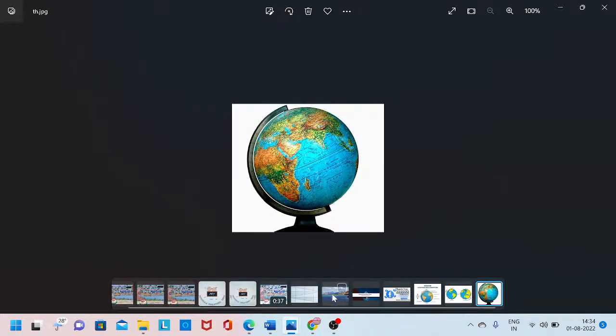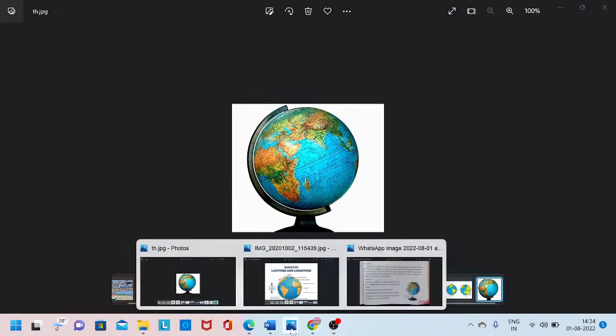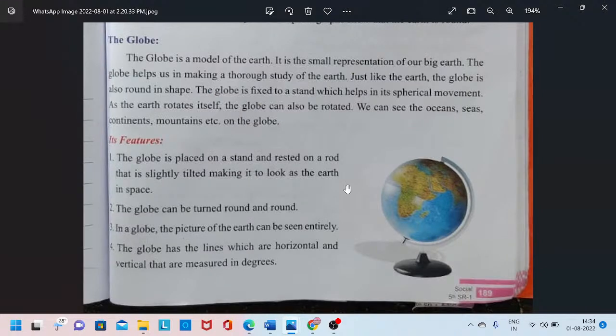Let's come to the class now. So, globe's features. What are the globe's features? See, the globe is placed on a stand, and rested on a rod. That is slightly tilted, making it look like earth in space. It is just tilted, right? It is not straight, it is just tilted, to show that it is earth in space. It looks like this itself. The globe can be turned round and round.